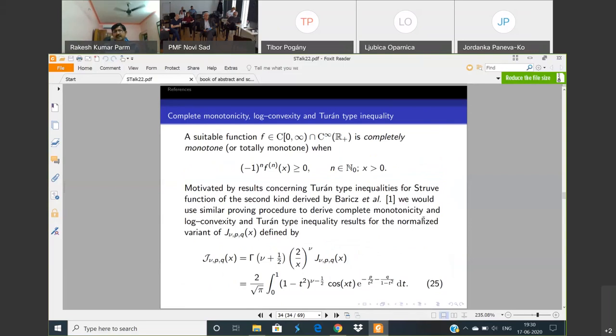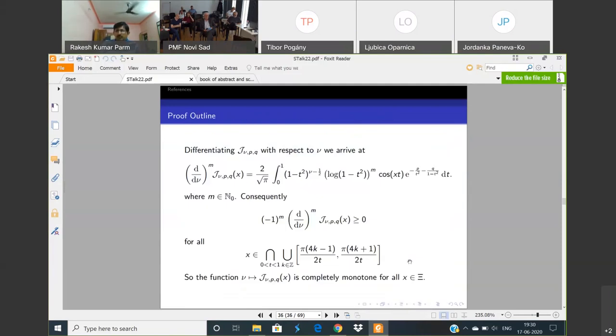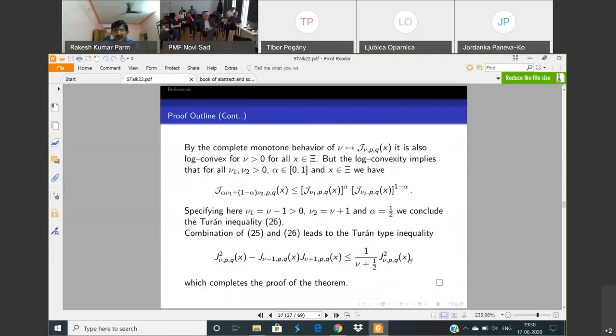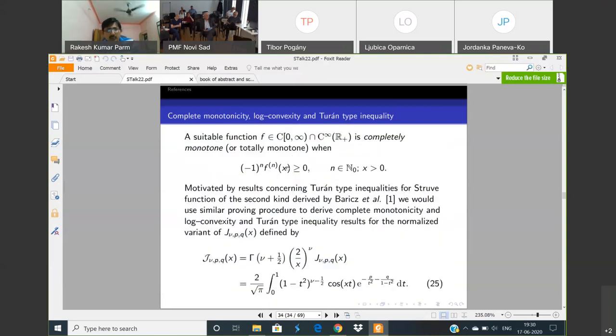We have studied here the complete monotonicity properties, log convexity, and Turan type inequalities. Here, we have defined the normalized variant of this modified Bessel function, and it is given by 25, which satisfies the Turan type inequalities, presented here by 26 and 27. Proof is similar and is evaluated by the definition of the completely monotonic function.